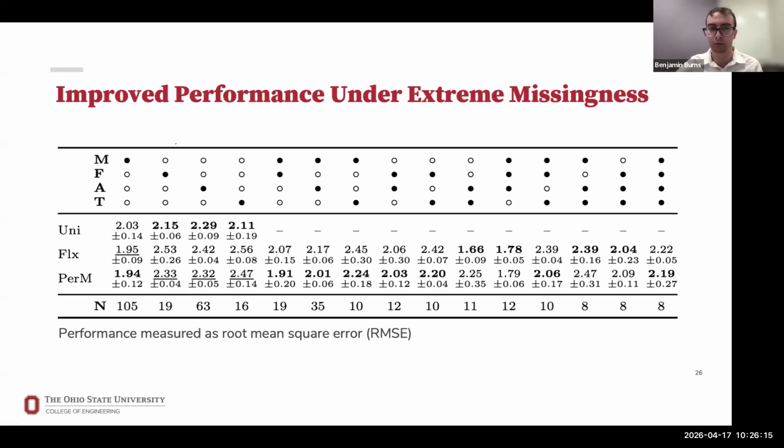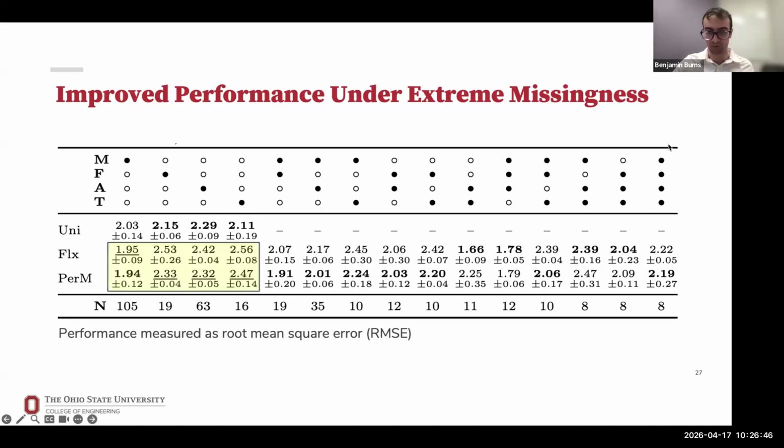Now, the way to read this table is the columns correspond to different modality combinations of the data we're evaluating on. The circles indicate the presence of a modality, and the empty ones indicate the absence of a modality. M stands for T1 MRI, F for FLAIR, A for amyloid beta PET, and T for tau PET. So the columns all the way down at the left side here correspond to the cases where we have just one modality available, and these are the ones we're most interested in.